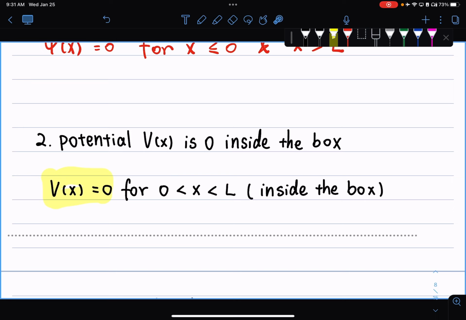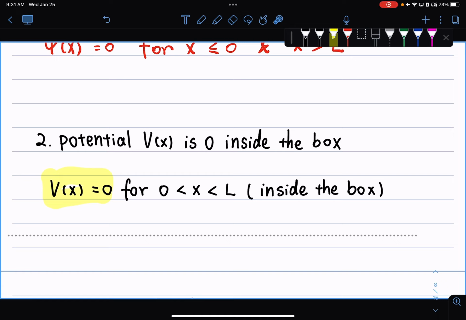Let me just write it down here. So phi(x) equals 0 for x smaller than or equal to 0 and x larger than or equal to L. And then inside the box, the potential term is 0. So these are the terms we already know.